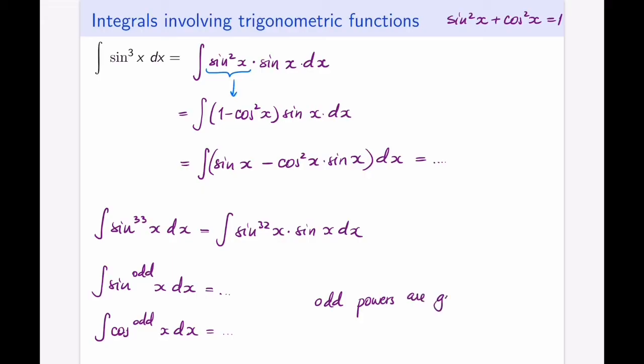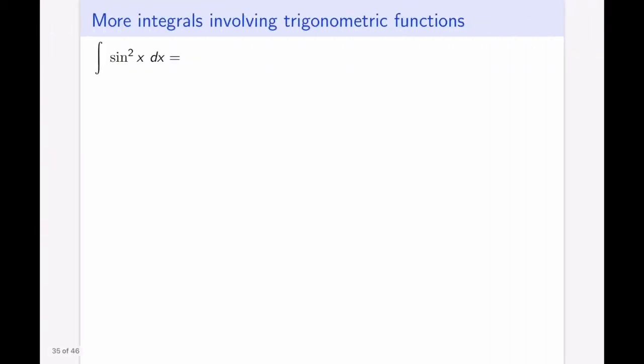Now, why are even powers not so good? Well, the idea here is that if I take an odd power, I can split away one of them in order to produce this term that will eventually become my du. If I have an even power to begin with, splitting one sine, let's say, away will not result in anything useful. So what do we do with even powers?